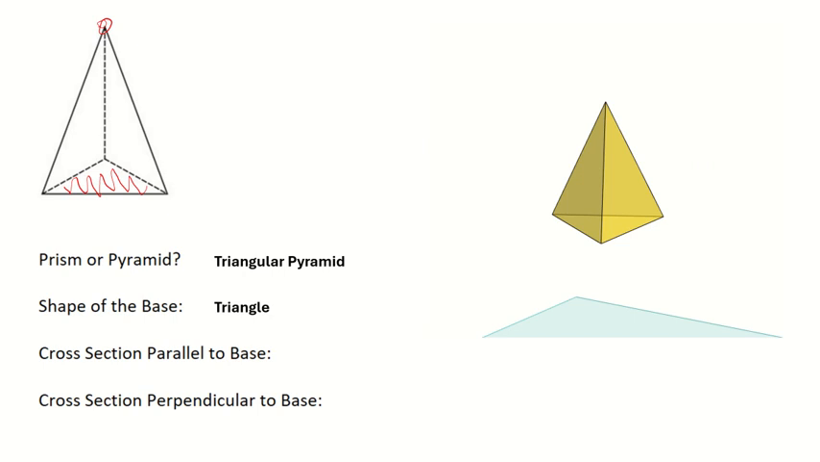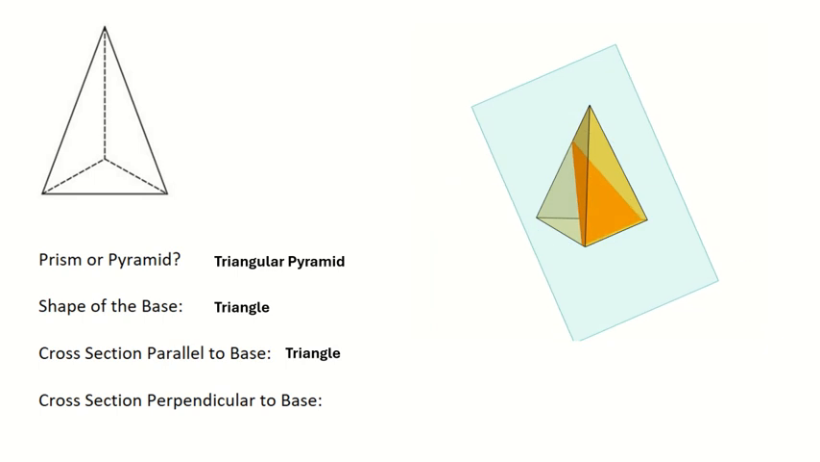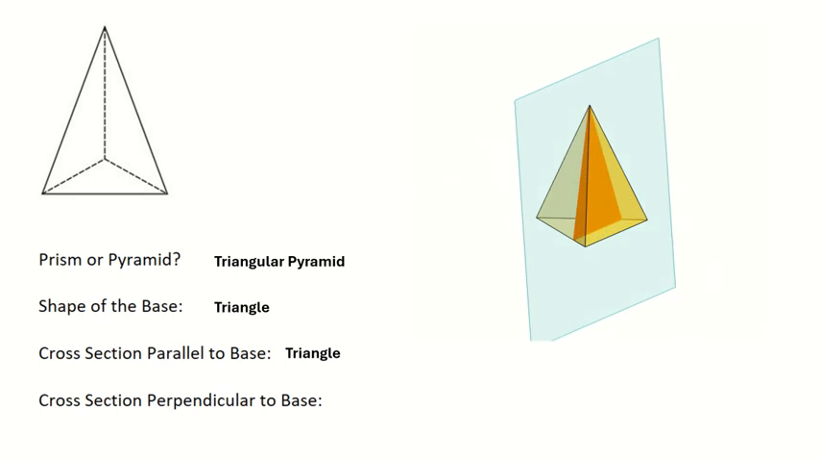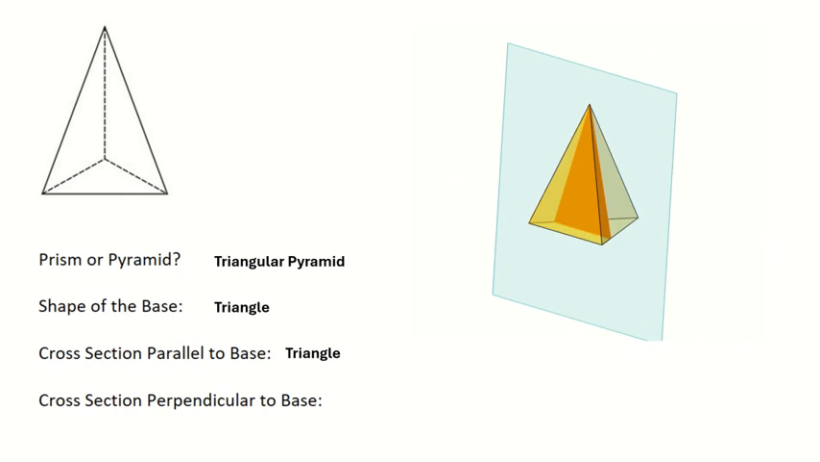All right, so let's slice parallel to that. And it looks like we get triangular slices, albeit smaller slices than the base. And then let's rotate that 90 degrees. And looks like it's going to be a triangle, but it's a bigger triangle, right? It's a different size triangle. So there's our triangular cross section for perpendicular.